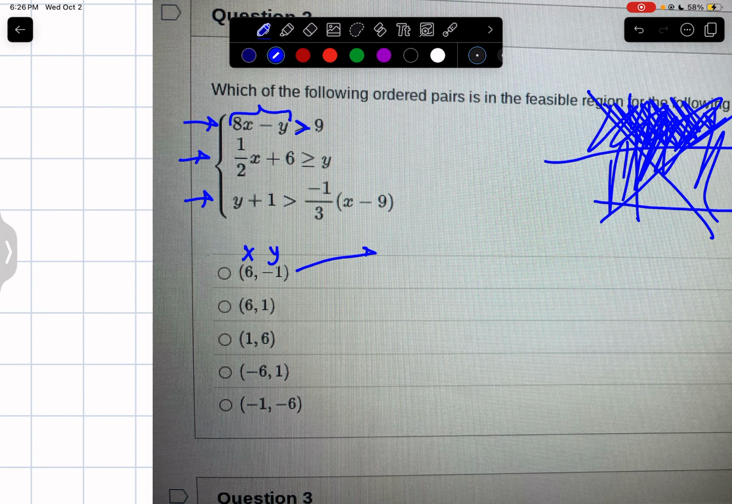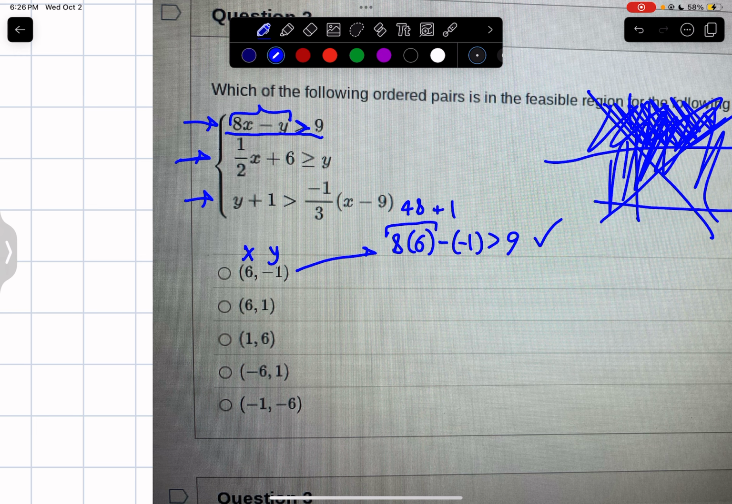So my x is 6, my y is -1. From the first inequality, I've got 8 times x, which is 6, minus y, which is -1, should be greater than 9. Using my number sense, I know right away I've got 48 plus 1. I'm not going to go any further. That's bigger than 9, so that works.